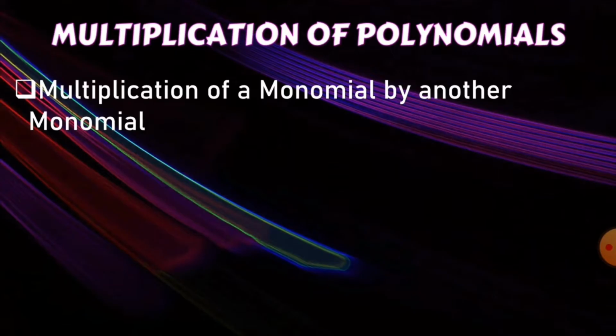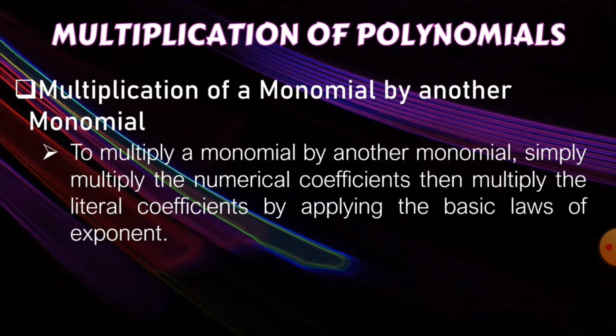After discussing the laws of exponent, let's proceed to multiplication of polynomials. First, let's study how to multiply a monomial by another monomial. This is the first rule for monomial by monomial. So how do we multiply a monomial by another monomial?